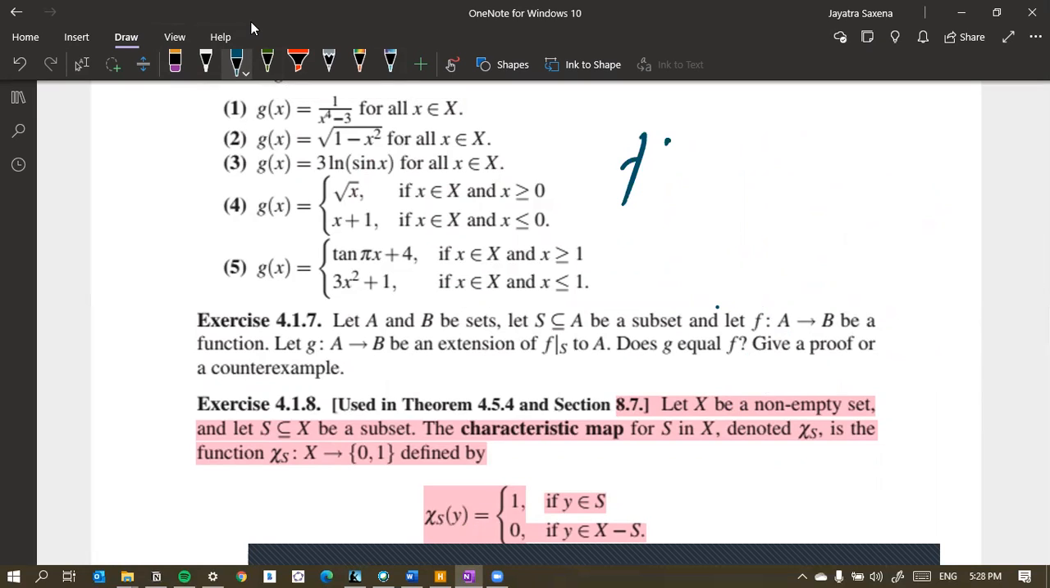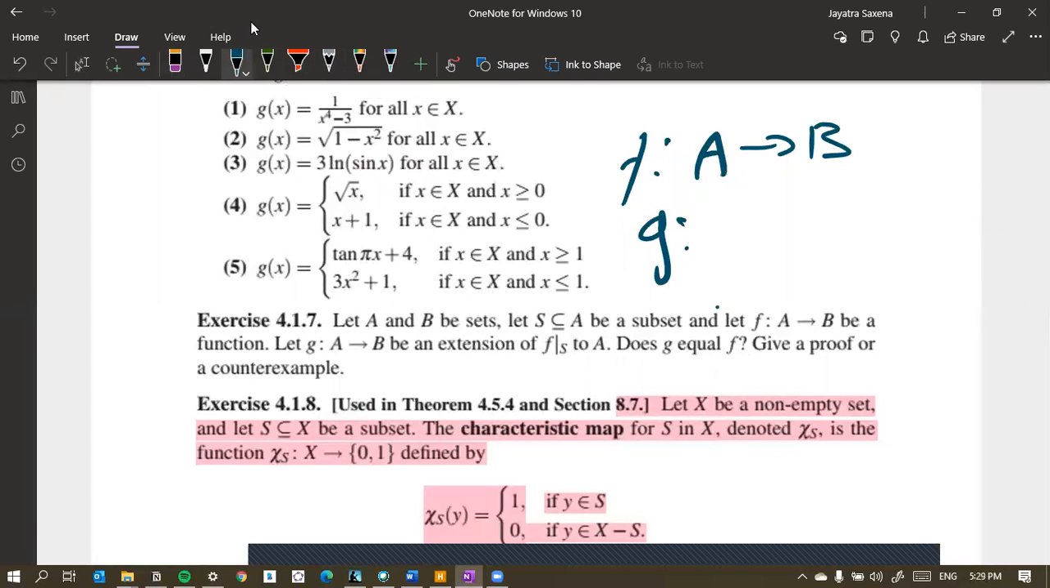So we have a function that goes from S to B, and G is an extension of F to A. So G is an extension. Actually, this can still be true. This can still be true.